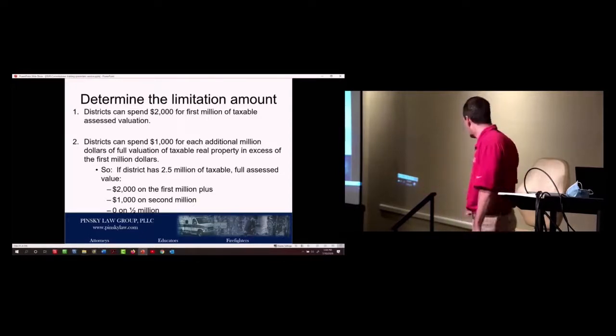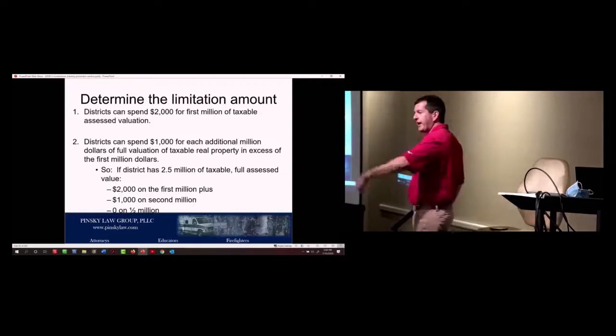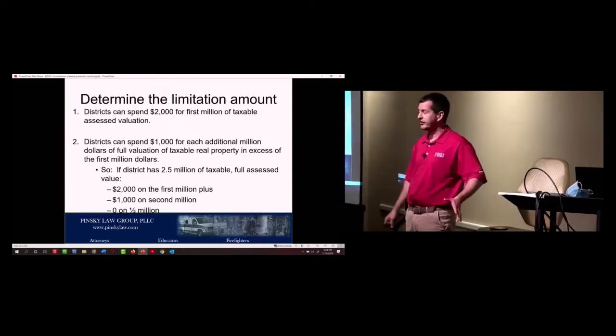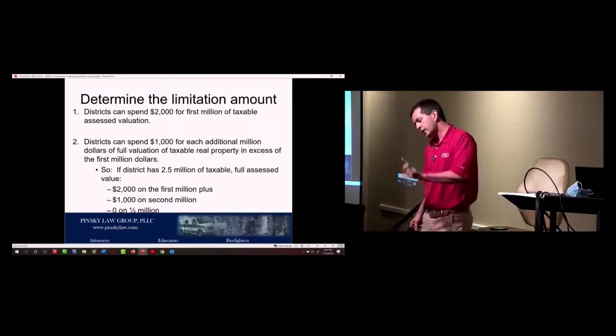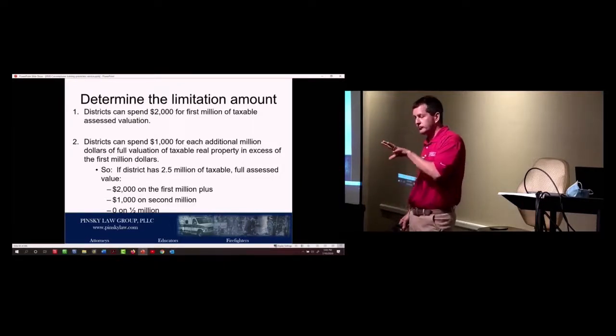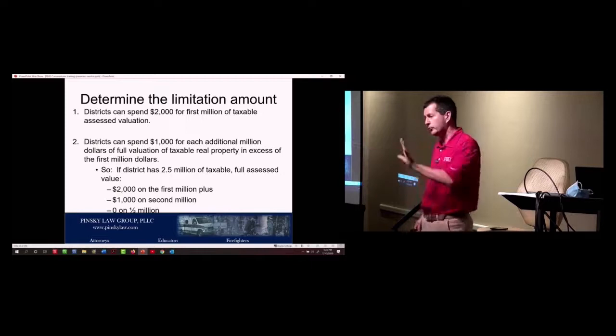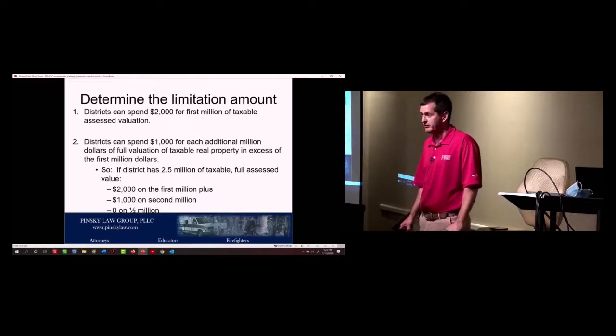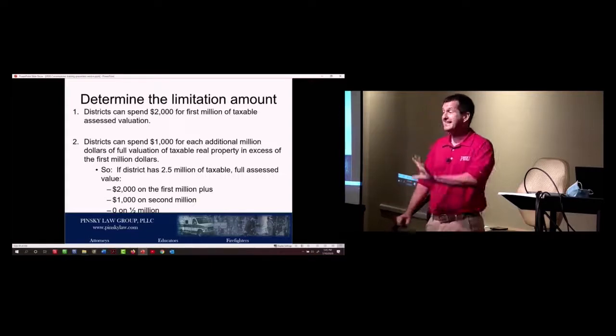Okay, well, what do we do with that? You have one house in your district. It is worth $1 million. That's all you've got. Everything else is exempt. It's assessed, has a taxable value. Your total taxable value is $1 million. How much money can you spend from your fire district? $2,000.